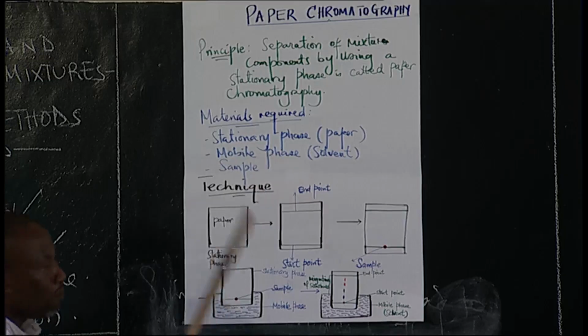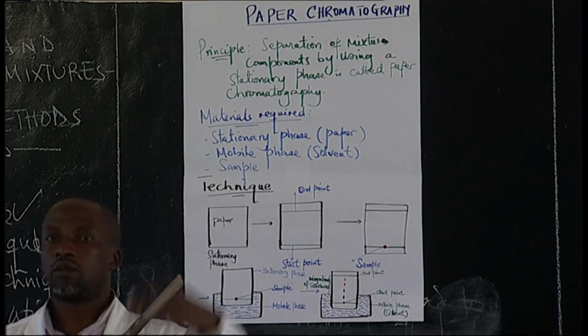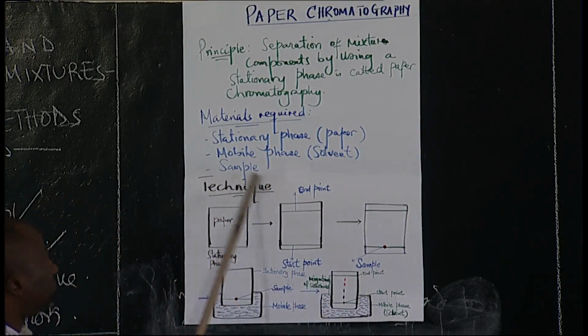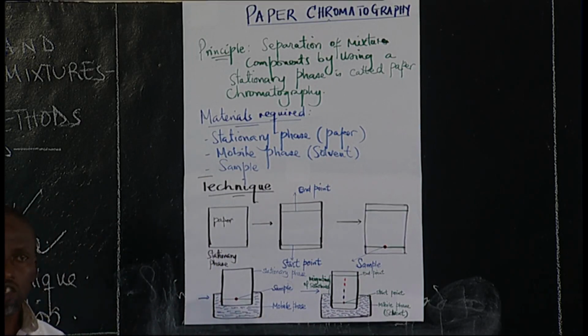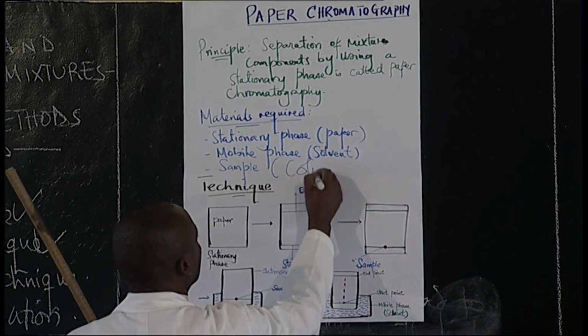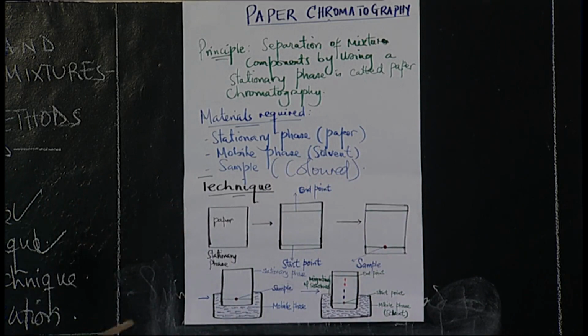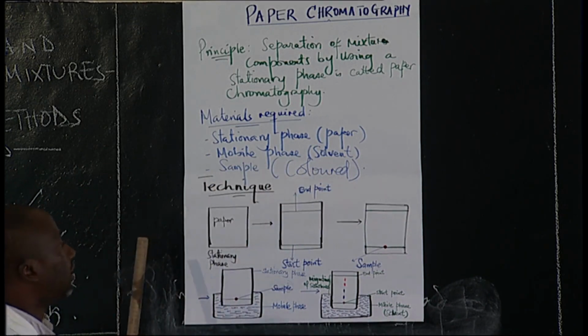Then you need a mobile phase. That is a solvent which is moving. And then you have the sample. In most cases, the samples have to be colored. In most cases, but not always, this separates colored materials.